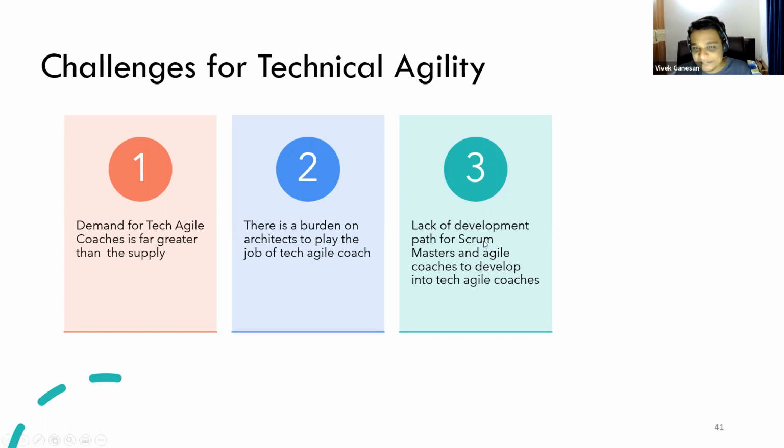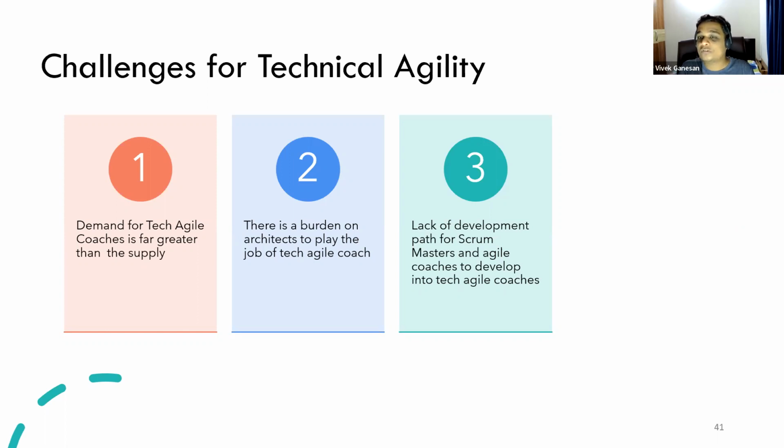Existing organizations do not create a development path. Many people get stuck in scrum master role. Many people get stuck in agile coaches role, and then they think, okay, now I am scrum master, then what? I cannot go in this side, engineering side. I cannot go in this management side. Now I'm stuck in the middle. Now what? That question comes, right?